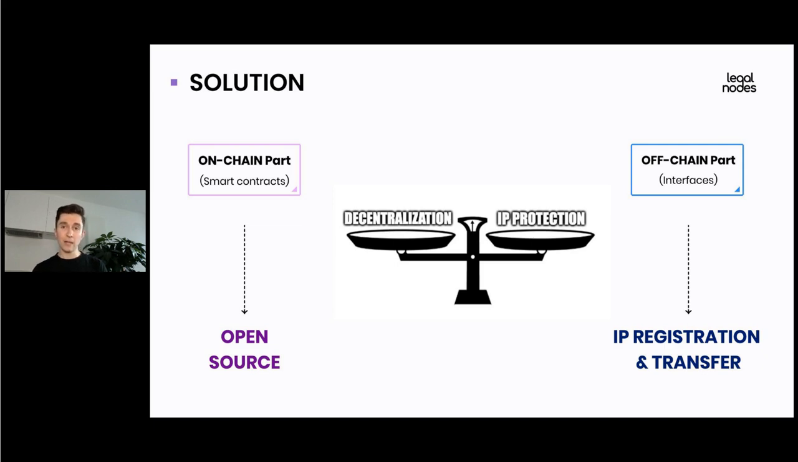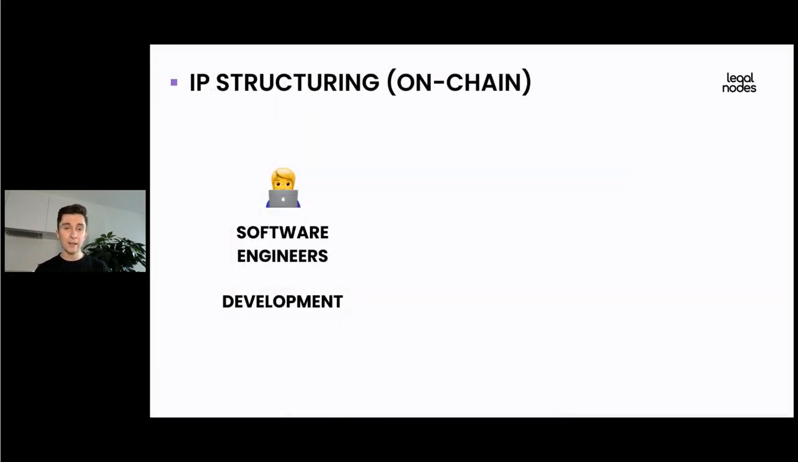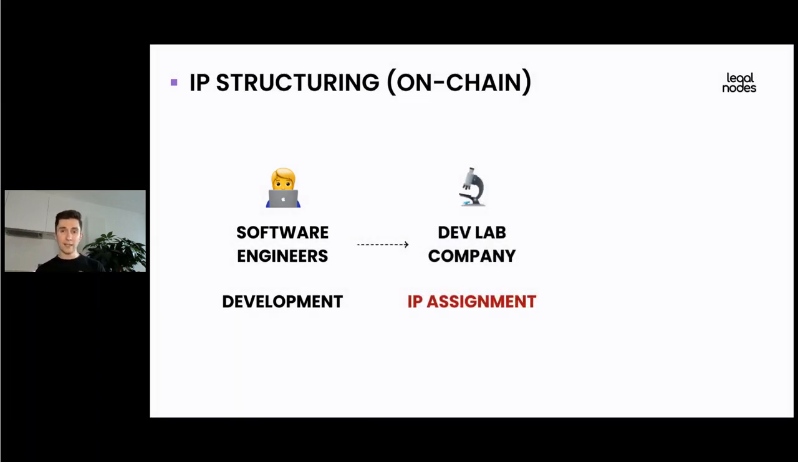And now I would like to focus more on the on-chain IP structuring. As discussed previously, this on-chain development usually starts from a group of people, including the software engineers who will start the software development process. At some stage, this IP will be developed, and as these software engineers are usually hired by some company, this company we may call a dev lab company, which means the dev company. This software development company basically will become the owner of this intellectual property.